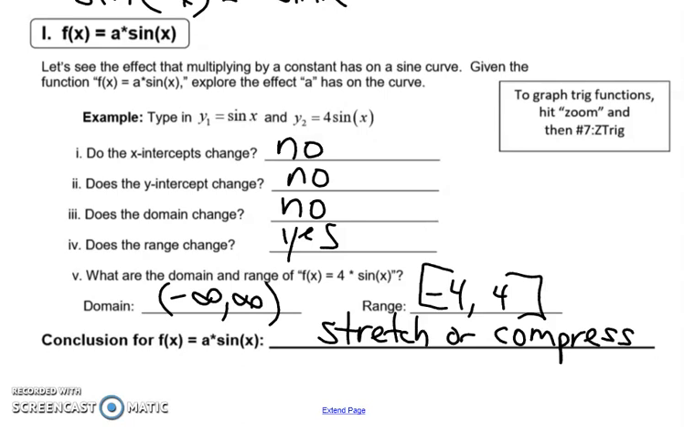So if you need to go back and watch this again, that is fine. But you can look at graphing sine and cosine part 2 to get the remaining portion of the lesson.